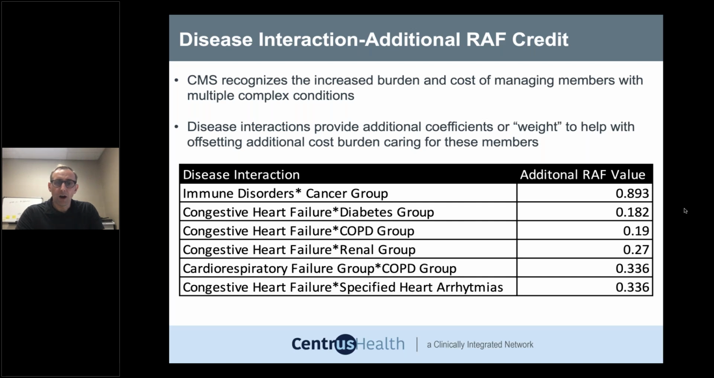Congestive heart failure is the most common theme that runs along here. So if a patient has congestive heart failure with either diabetes, COPD, or arrhythmia, they're added an additional anywhere from 0.182 to 0.336 in additional risk-adjusted weight. Same with COPD, 0.336 is added if they have cardiorespiratory failure. So nothing special has to happen.